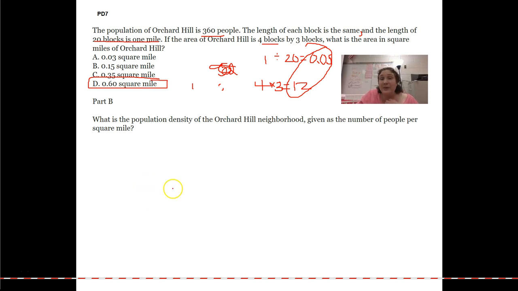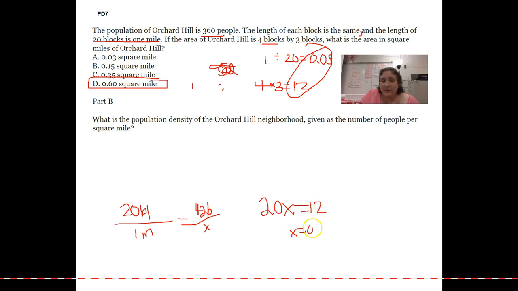Let me show you the better way to do it, because that was my just cheating way of doing it. We should have done, there's 20 blocks in 1 mile. If we have, let's say, 12 blocks, how many square miles is it? And that's how we should have done the problem, but that works too, 0.6. So that would have given us 20x equals 12. Divide both sides by 20 and you would still get 0.6.